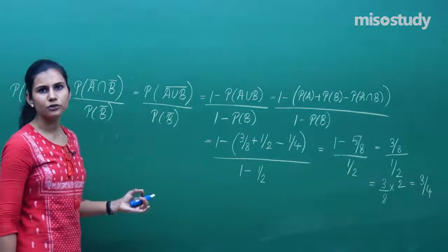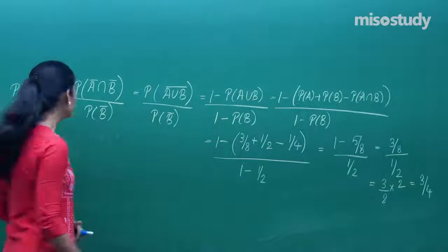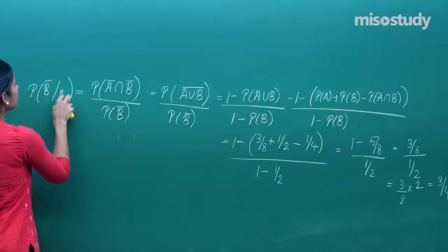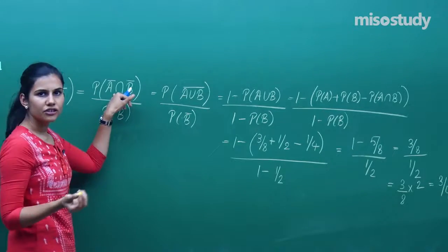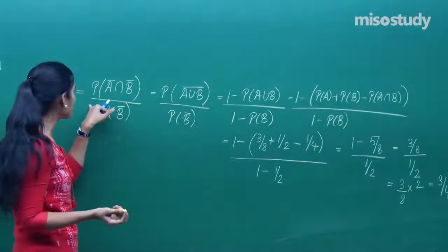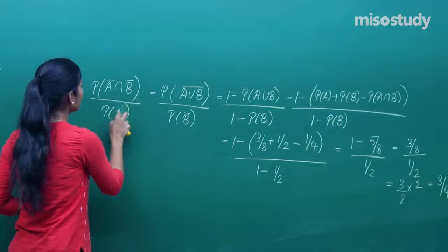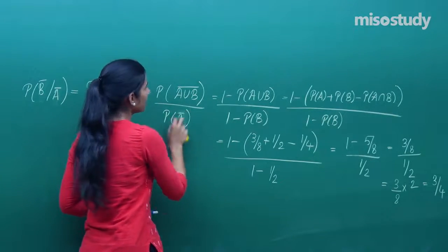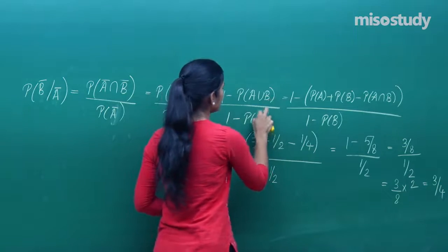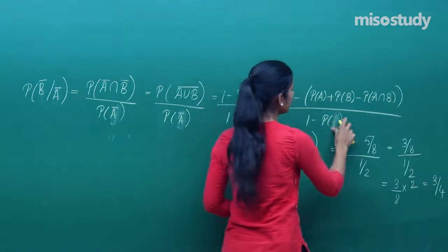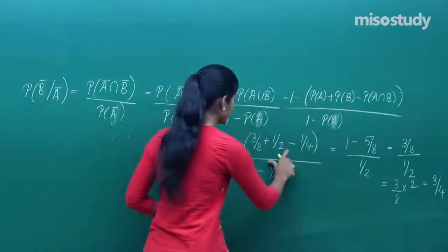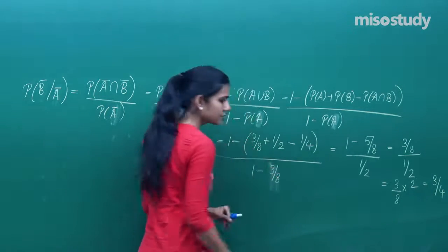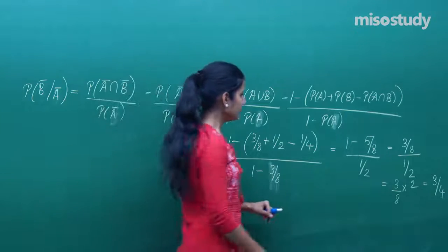Exactly in a similar fashion, you can compute probability of B bar by A bar. What would that be? This is B bar, this is A bar. It is again B bar intersection A bar, which is same as A bar intersection B bar's probability upon probability of A bar. This is A union B whole bar upon probability of A bar. This is the same. Just A over here. Probability of happening of event A is 3 by 8. That's the only difference.